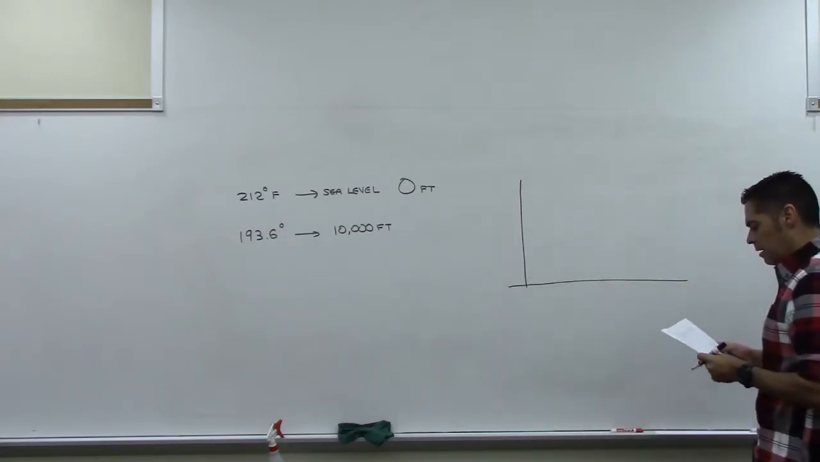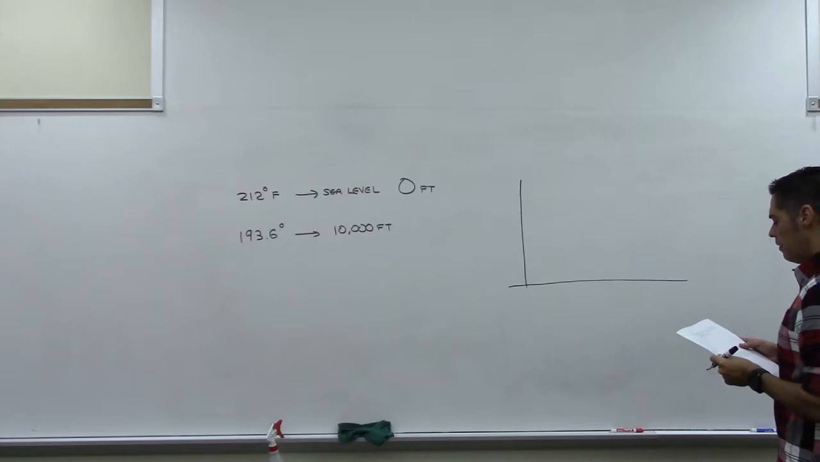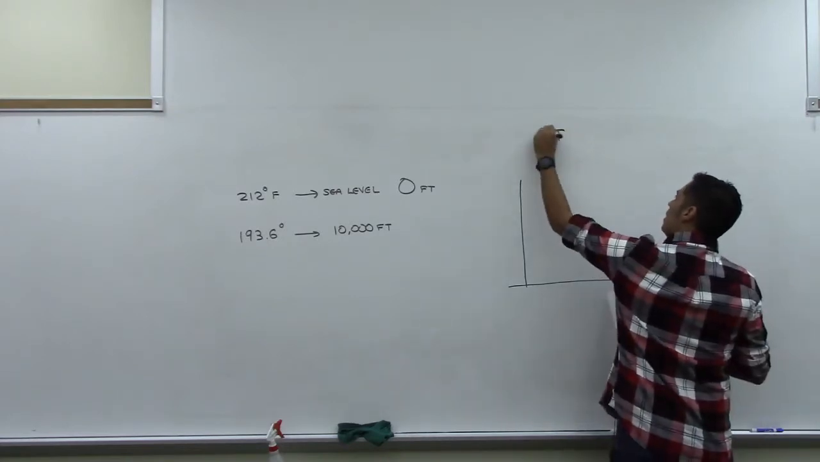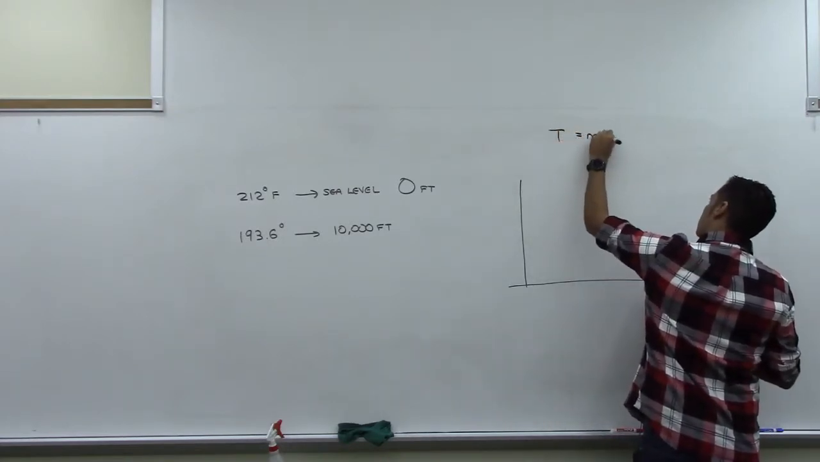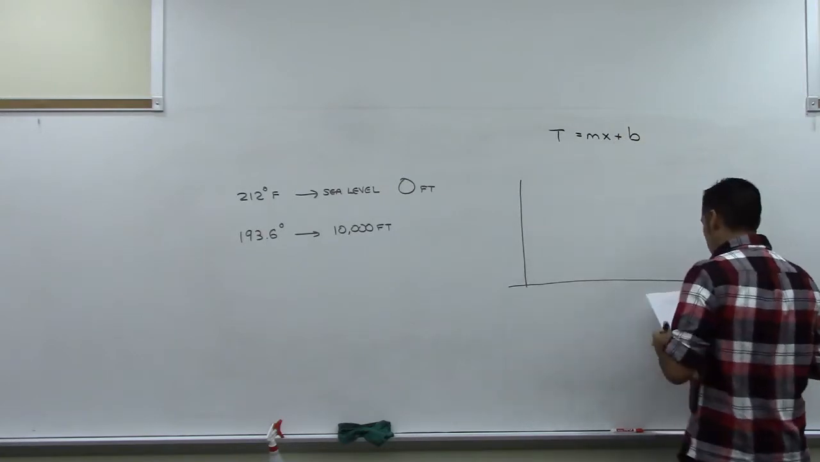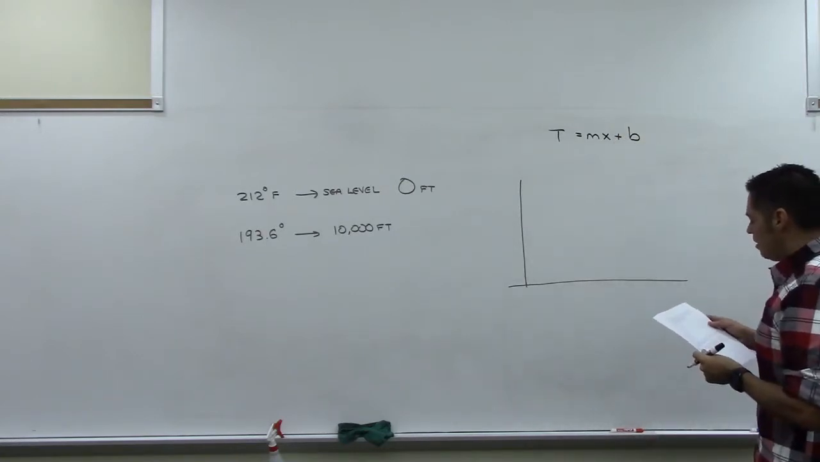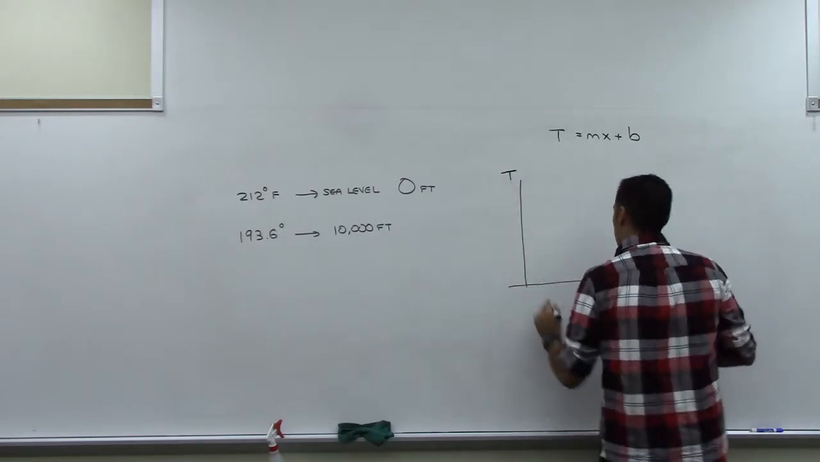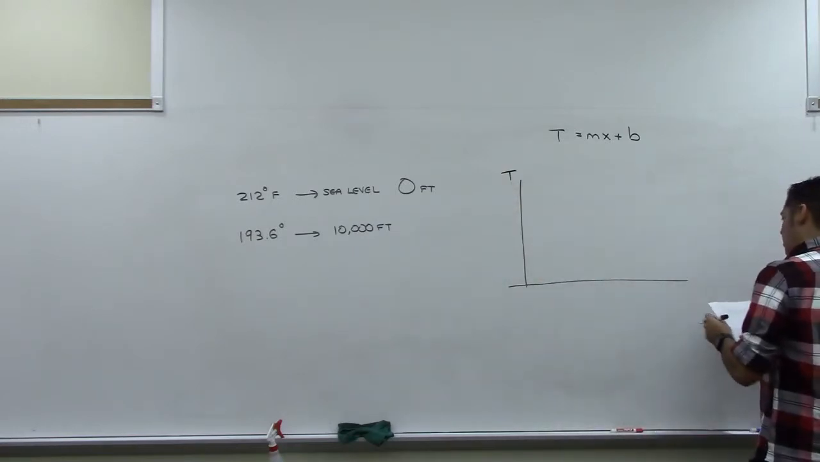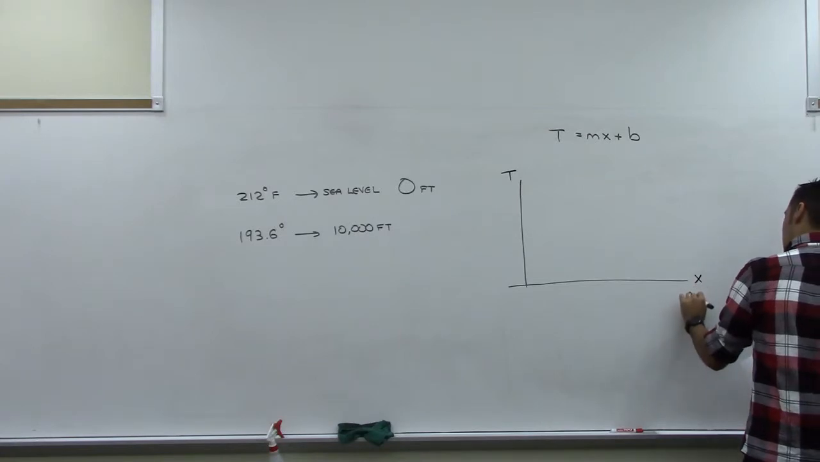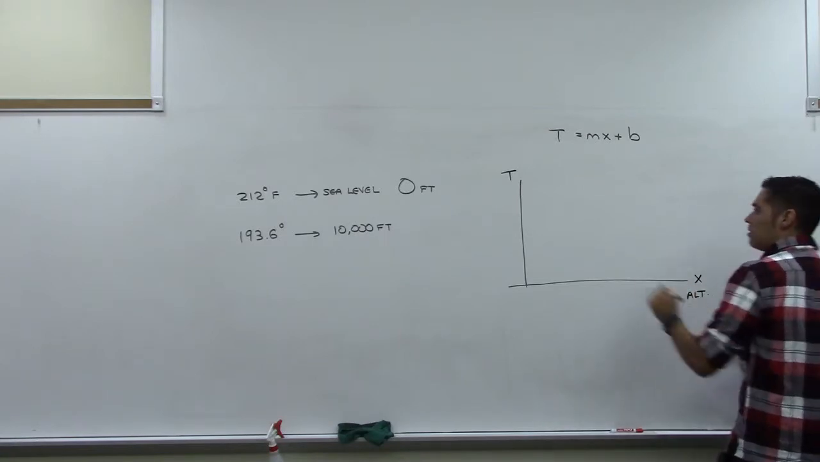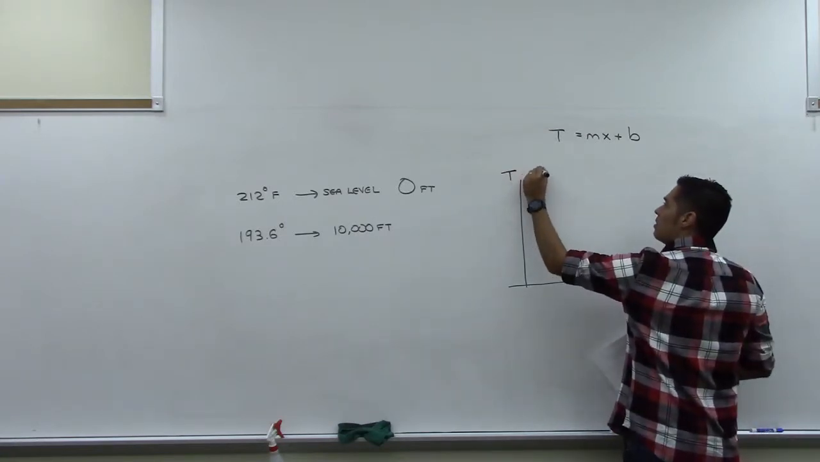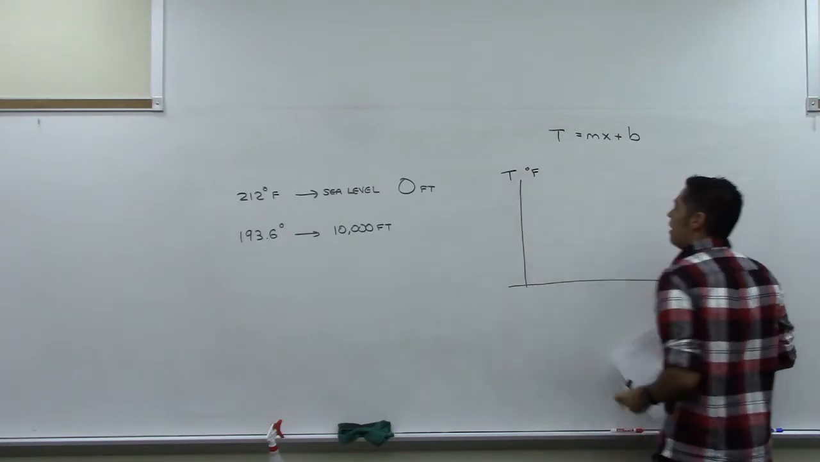So what they want here is to find a relationship of the form T equals mx plus b. So that's the equation of a line where T is the degrees in Fahrenheit. So this is going to be our temperature axis right here. And x is the altitude. So x is altitude, I'm just going to put alt. And T is temperature, this is going to be in degrees Fahrenheit.